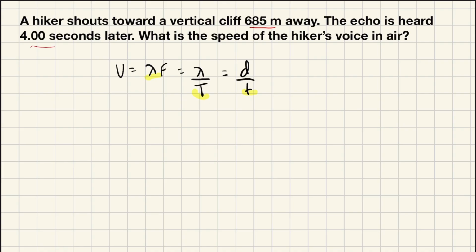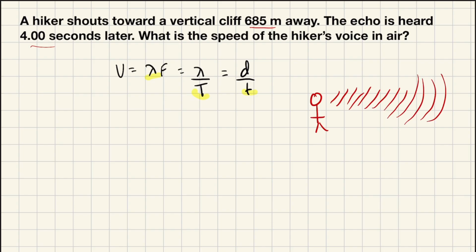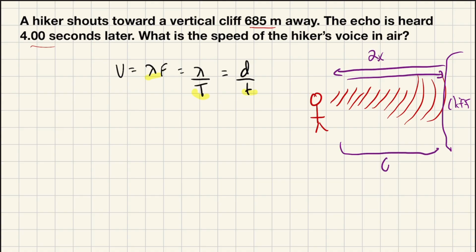Now, if we're thinking about somebody that makes a noise here, and it goes to the cliff, but in order for your ears to hear it, it must go here and then back. So your sound actually ends up traveling double the distance. So that 685 is going to have to be multiplied by 2.